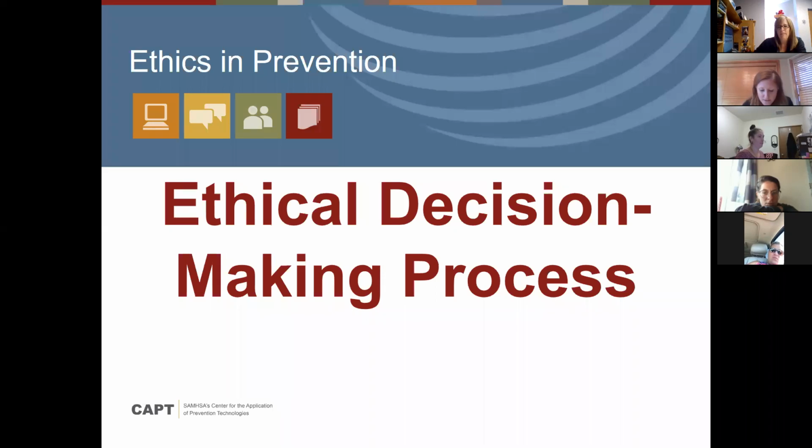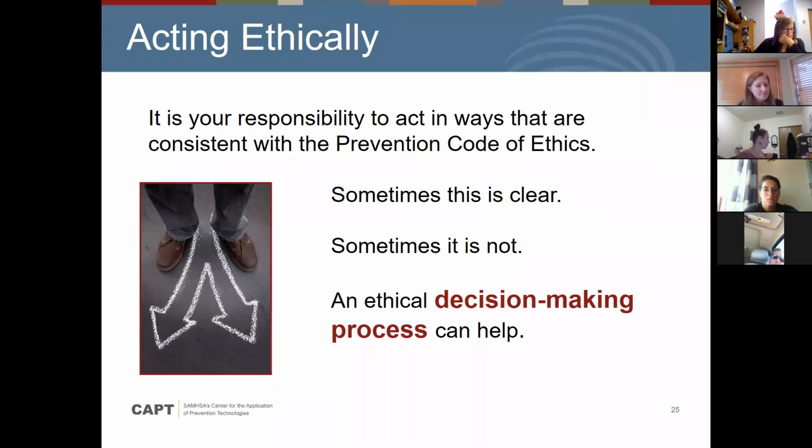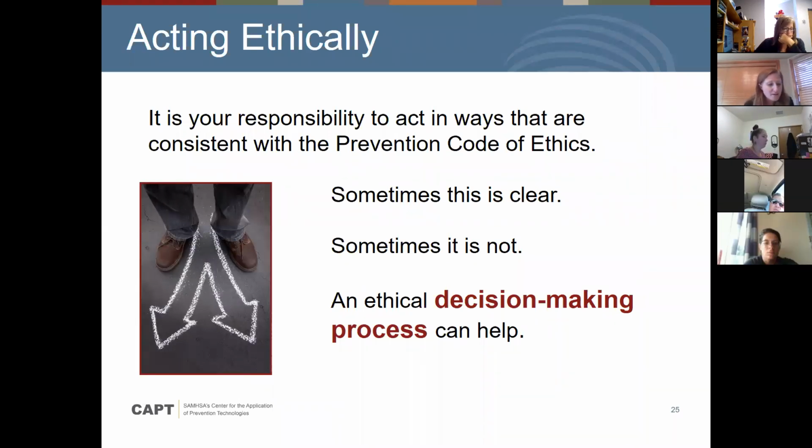Regardless of your decision-making style, it is always our intent to make the best decision possible. This is particularly important when ethics are involved. Go ahead, Dodie. It is your responsibility to act in ways that are consistent with the Prevention Code of Ethics. Sometimes this is clear and sometimes it's not, and that's why this ethical decision-making process that we're going to talk about can help us.